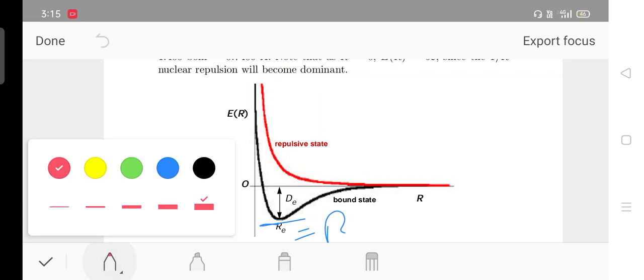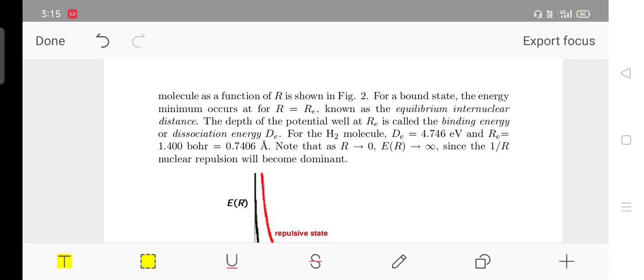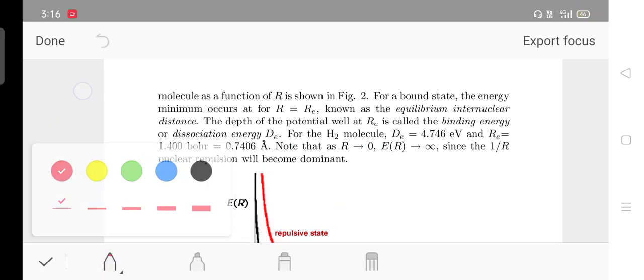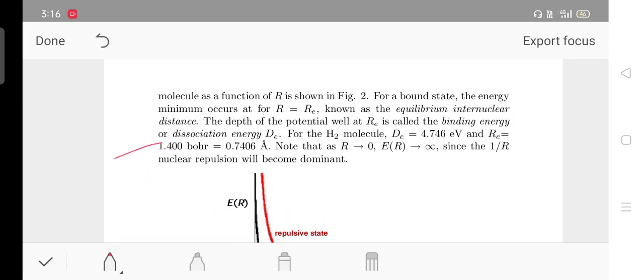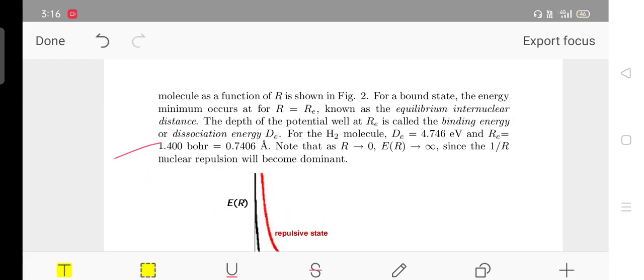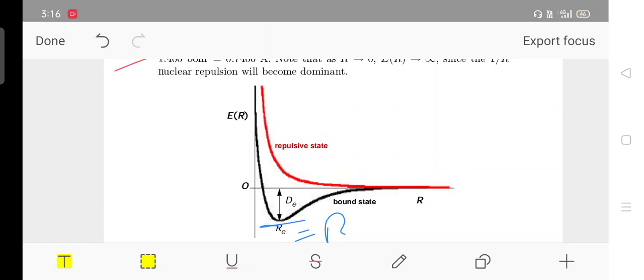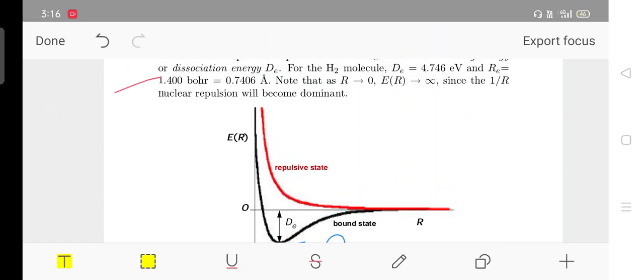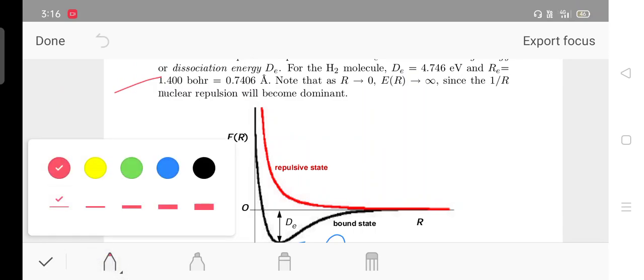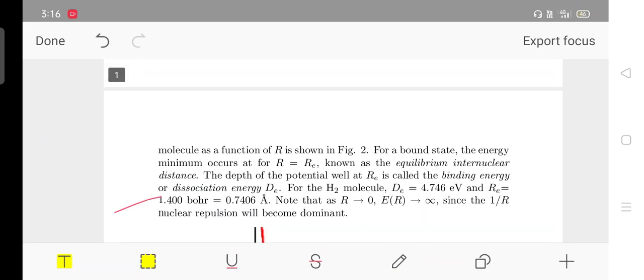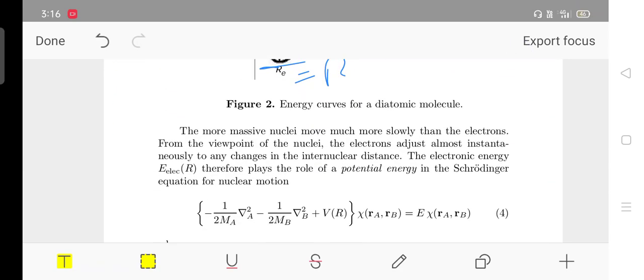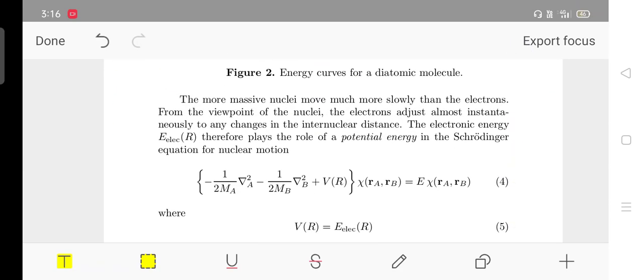So what I'm trying to say is, take 1 by r. The more massive nucleus moves much less.